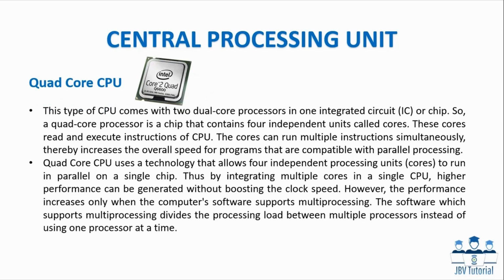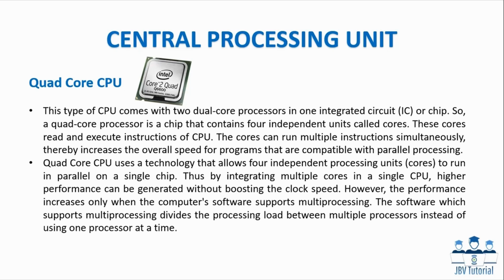Quad-core CPU. This type of CPU comes with two dual-core processors in one integrated circuit, IC, or chip. So, a quad-core processor is a chip that contains four independent units called cores. These cores read and execute instructions of the CPU.